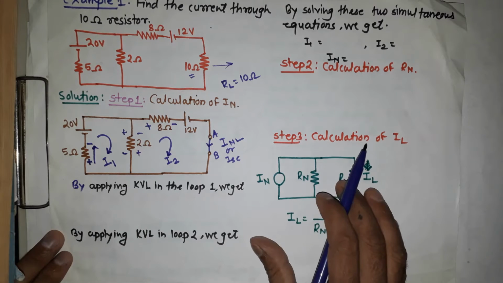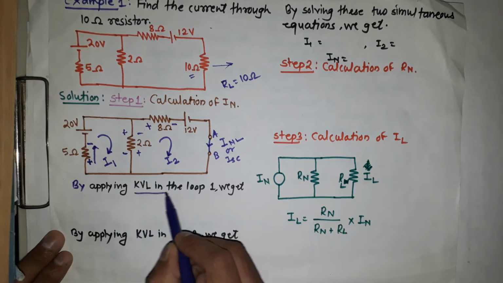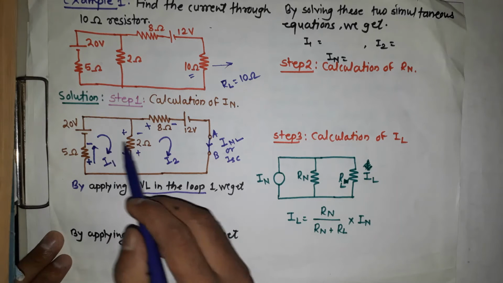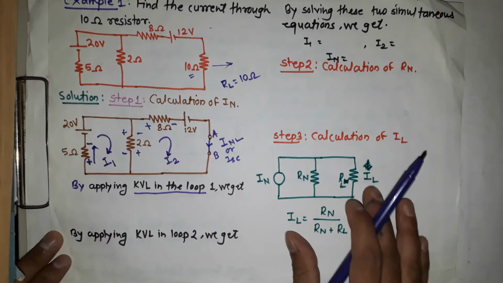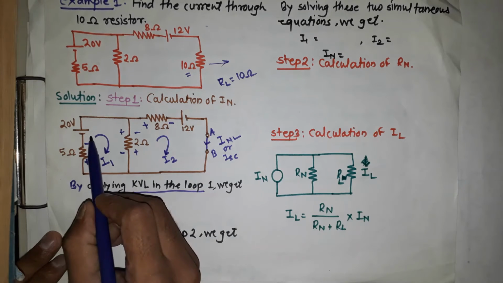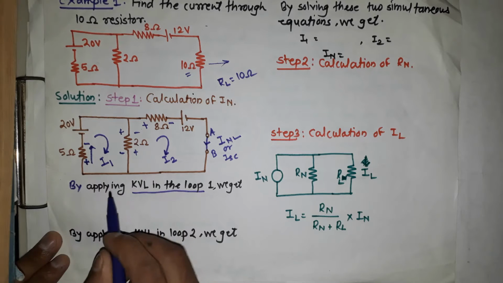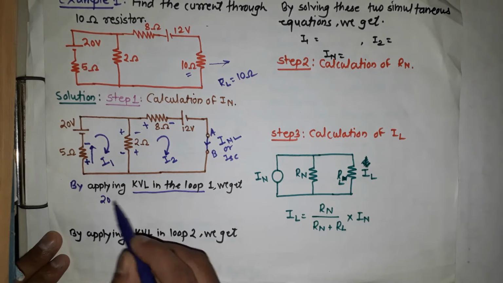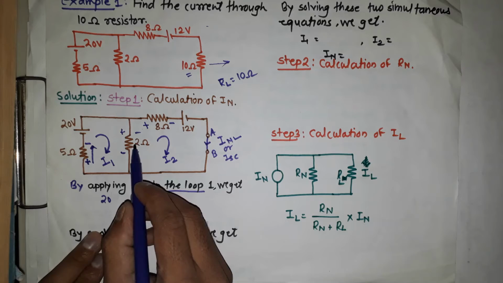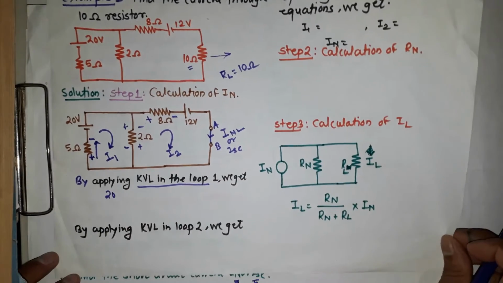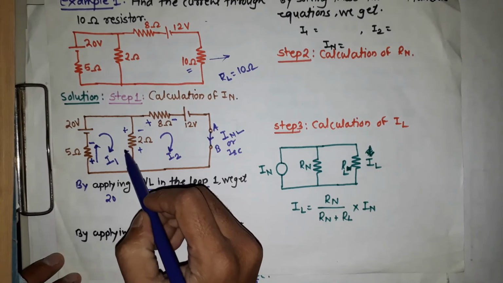Now the third step, we apply KVL in loop 1. Suppose we consider the 20 volt source first. The current goes in the upward direction, that means minus to plus, so here it is plus 20. Then for the 2 ohm resistor, the current is flowing in the downward direction.